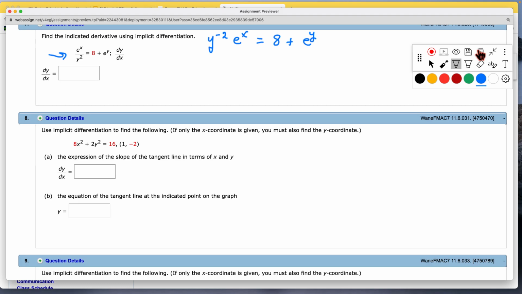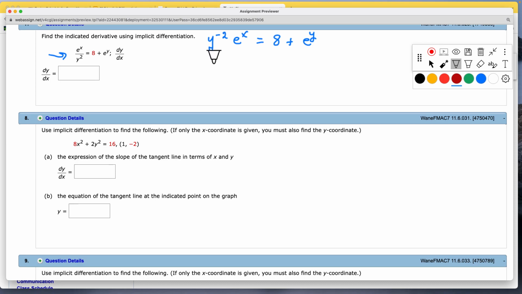A little bit friendlier, but still we have a product rule here, right? Y to the negative 2 e to the x. That's two different functions, two different variables. We're going to have to use a product rule there. And we've got something with an e to the x, which again is a simple derivative, but it also complicates things because you can't tell the difference, right?